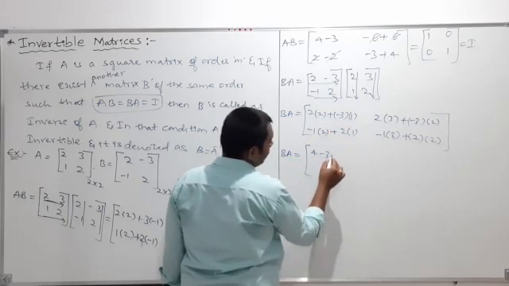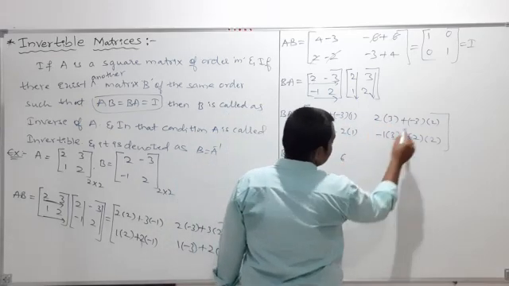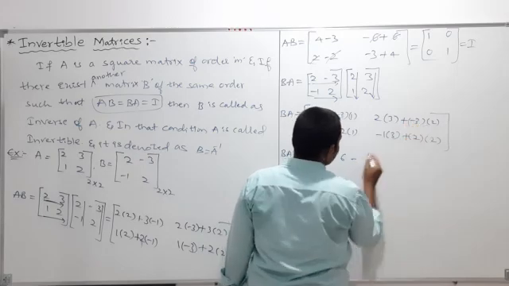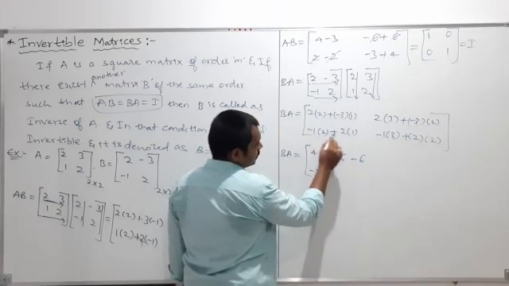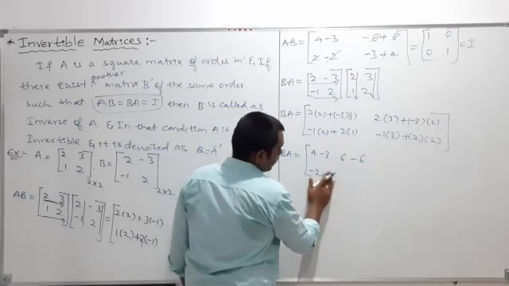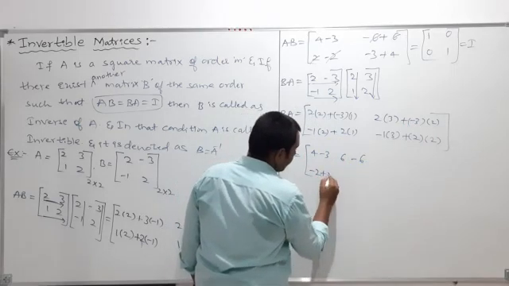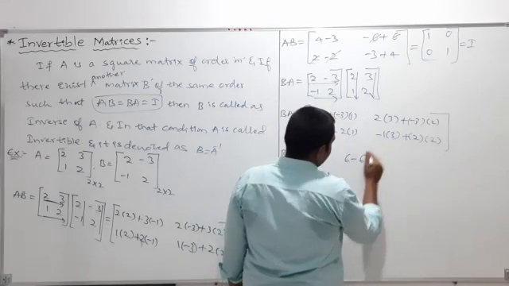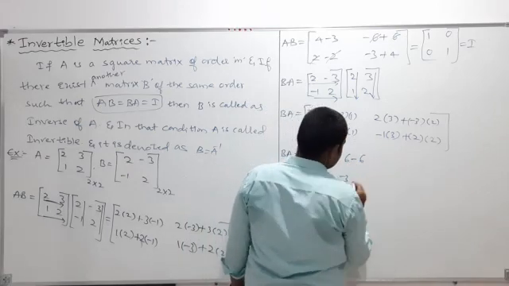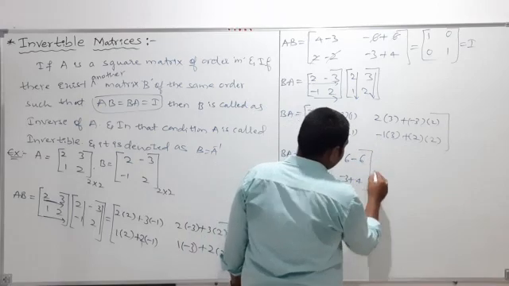And now, my dear students, BA is equal to, here 2 2s are 4 plus minus minus 3. Next, 2 3s are 6 plus minus minus 3 2s are 6. And next, here it is minus 1 into 2 is minus 2 plus 2, and here it is minus 3 plus 4. Clear?